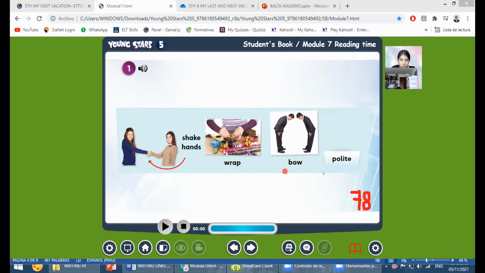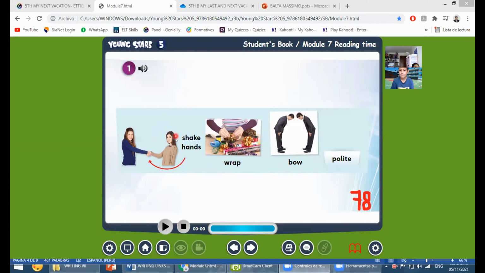And to finish, Manuel Aliaga. Manuel, please read the vocabulary. Shake hands, wrap, wall, bullet. Repeat, please, Manuel. Shake hands. Wrap. Bow. Okay, the rest is good.